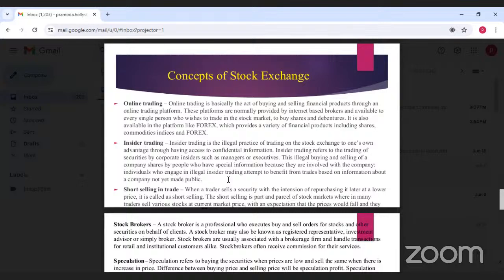Then the next one is insider trading. Insider trading.